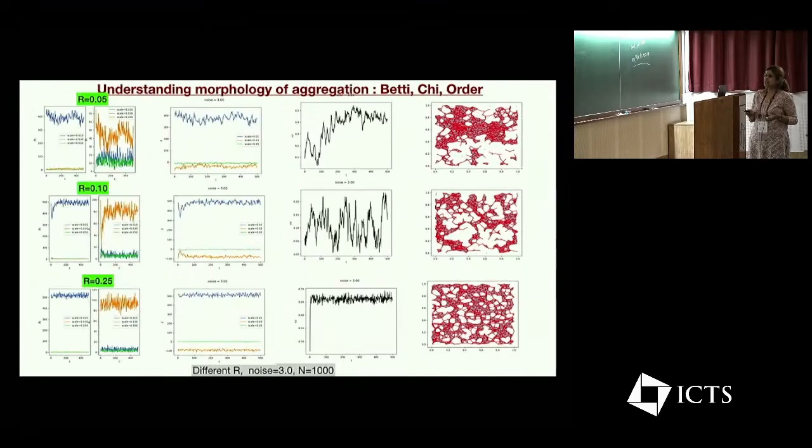Also, if we change the interaction radius r, I have kept the box length L equal to 1. For a very large interaction radius, there are a lot of interactions happening, so the chaos is somehow reduced. For such systems, the morphology is also changing, and that can be reflected in the Betti curves, so we can quantify it.